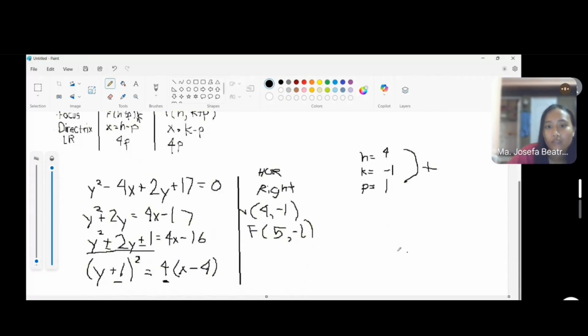And then the next one is the directrix. So x equals, unlike earlier, where we add h and p, our directrix right now, we will subtract the p from the h. So 4 minus 1, that would be positive 3. And then lastly, our latus rectum is 4p. So our p is 1, so let's multiply them. 4 times 1 is 4. So that's it, and that's how you get the properties from our general equation.